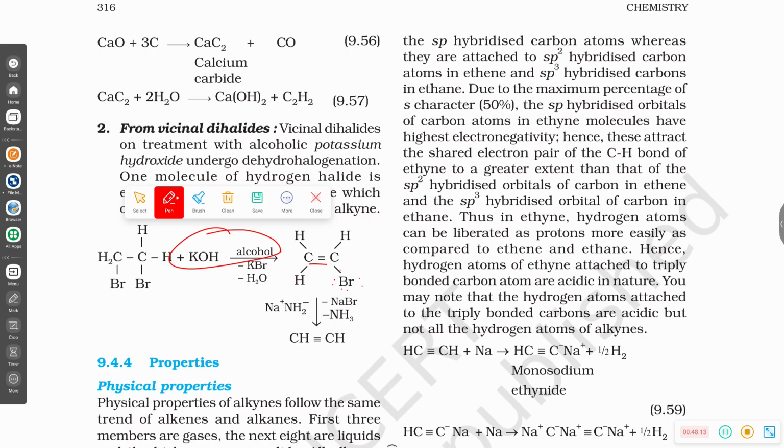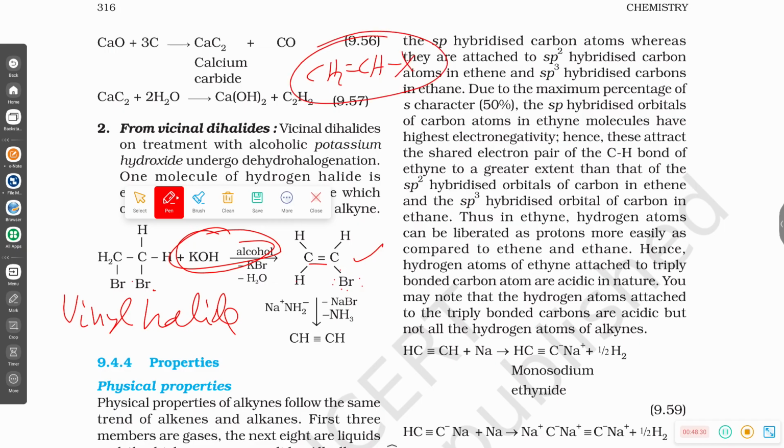We can use alcoholic KOH. No. When I am using alcoholic KOH, only one HBr is removed, giving an alkene. This is called vinyl halide. What is vinyl halide? Very important. CH2 double bond, to which a halogen is attached. This is called vinyl halide.